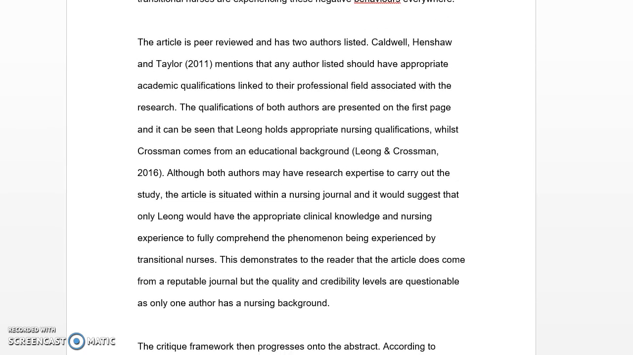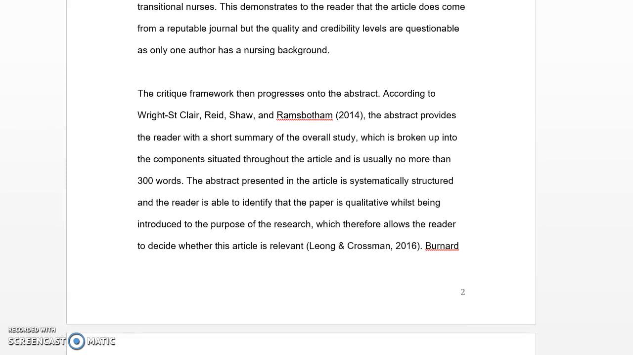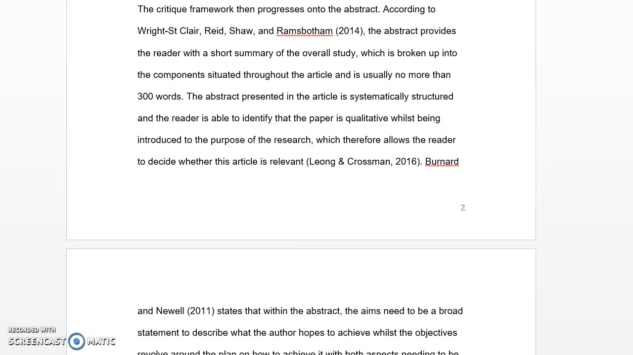She goes on to talk about how the article is peer reviewed and has 2 authors listed. She then goes in and talks about the qualifications of both authors, and it's a good discussion that this student has made here. She's talking about appropriate knowledge in the area, and she's made a very nice critique here. This student has done very well, by the way, in case you're wondering.